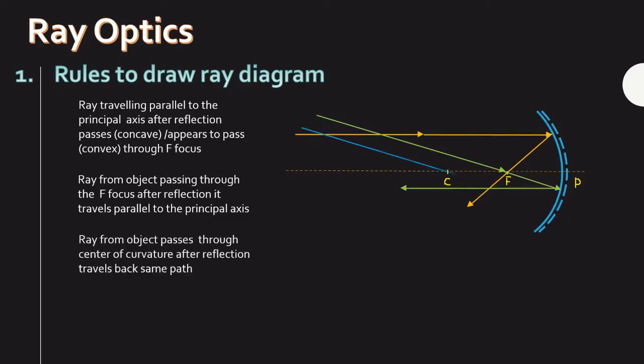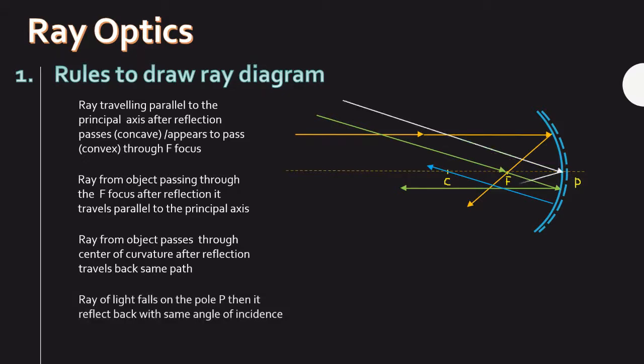Third, whenever a ray passes along the center of curvature, it reflects back along the path from which it came. The ray came and hit the mirror, and then it reflected back along the same path. And last, if the ray of light falls on point P, then with the same angle of incidence and angle of reflection, it passes by.